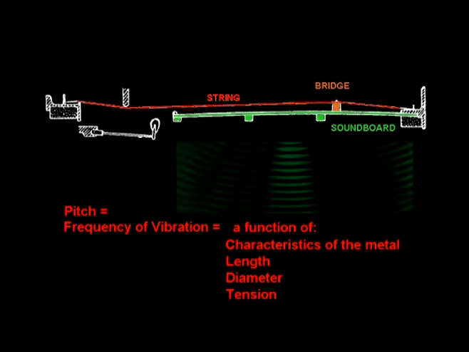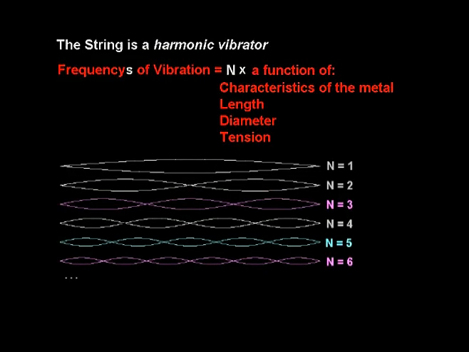Now, what you hear isn't just the basic pitch. What you perceive as the pitch is actually a combination of many vibrations, or many modes of vibration. A vibrating string is called a harmonic vibrator because it vibrates in these many modes, and these modes are integral multiples of the fundamental. In physics, the mathematical solutions to the frequency of the string are actually n times a function of the characteristics: length, diameter, and the tension.